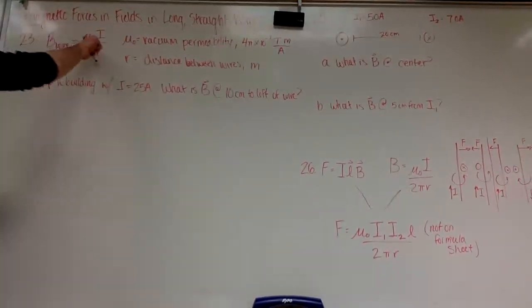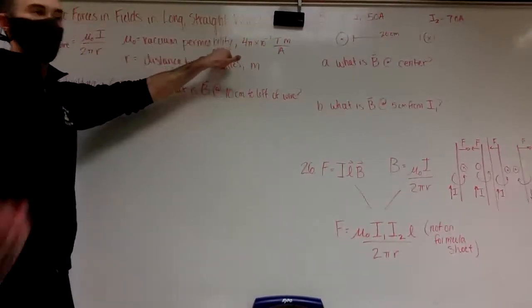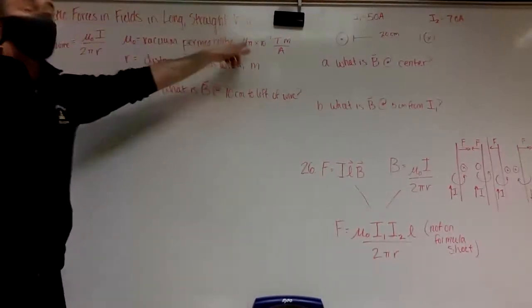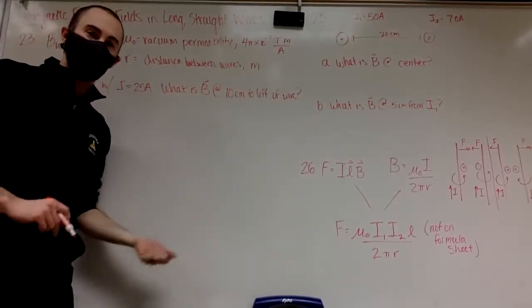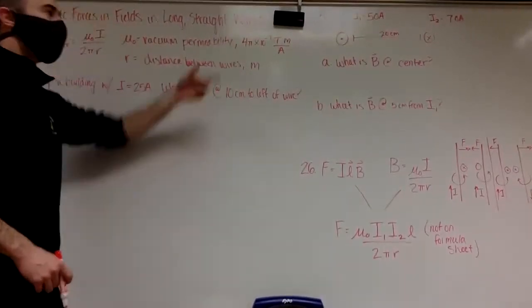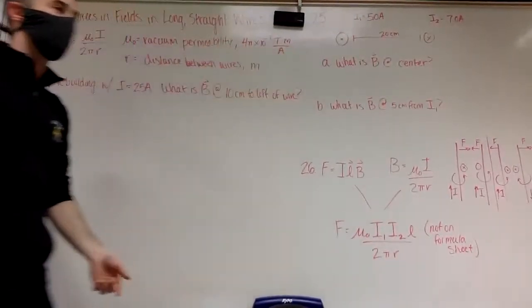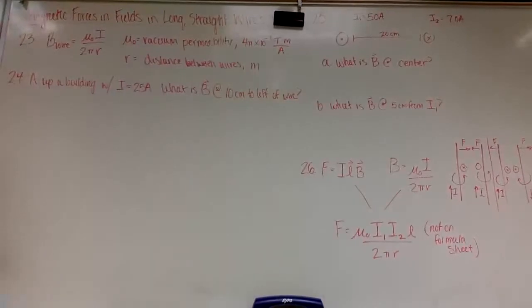Well, we got this cool little mu naught, aka the vacuum permittivity. No, permeability. Permittivity is a different thing. What does it mean? It doesn't matter. It has something to do with the geometry of space-time that is beyond the scope of this course. Just know that it's 4 pi times 10 to the minus 7 Tesla meters per amp. What is that unit? I don't know. It just makes stuff work.